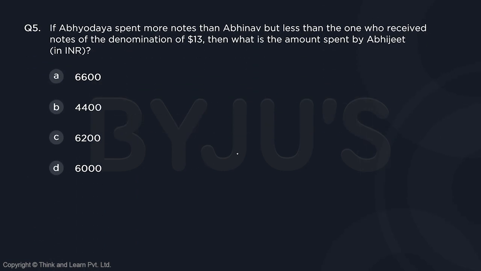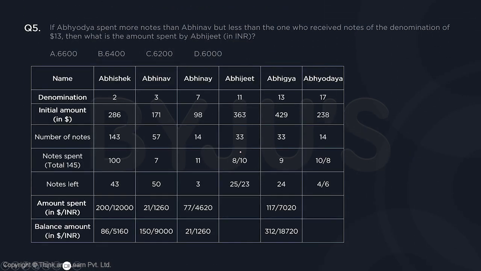And lastly, if Abhyodaya spent more notes than Abhinav, but less than the one who received notes of the denomination of 13, then what is the amount spent by Abhijit? Let's talk about this as well. Abhyodaya has spent more notes than Abhinav. Abhinav has spent 7, so he should spend more than 7. I mean, whether he takes 8 or 10, both are more. But less than the one who received notes of denomination 13, that means less than Abhigya. If it has to be less than Abhigya, that means it has to be 8. If it is 8, of course, the other has to be 10.